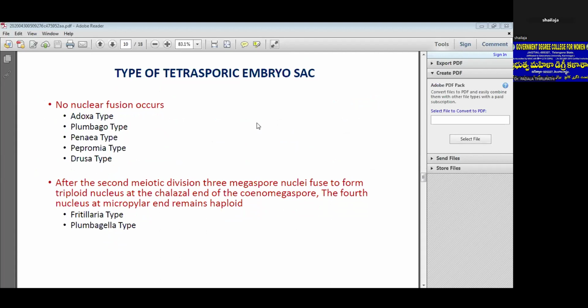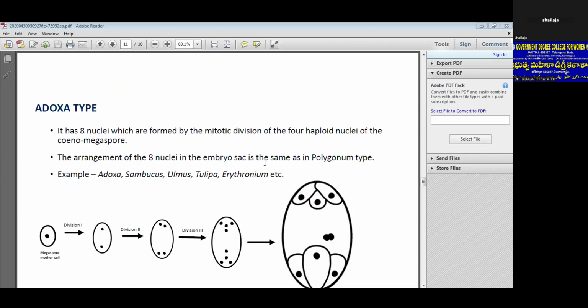Adoxa, plumbago, penaea, peperomia, and drusa. So what is the difference? That is fritillaria and plumbagella. After the second meiotic division, 3 megaspore nuclei fuse to form a triploid nucleus at the chalazal end of the coenomegaspore. The fourth nucleus is micropylar and remains haploid. So I will discuss with very neat diagrams.